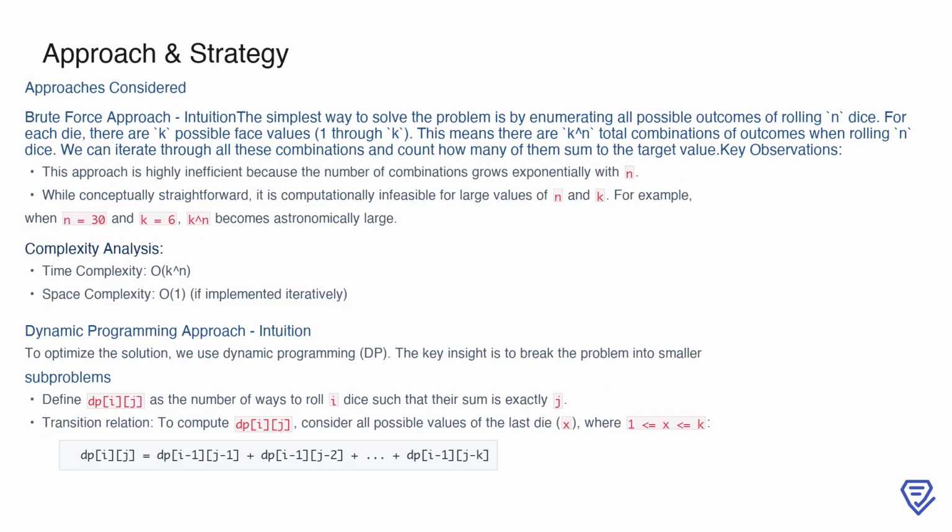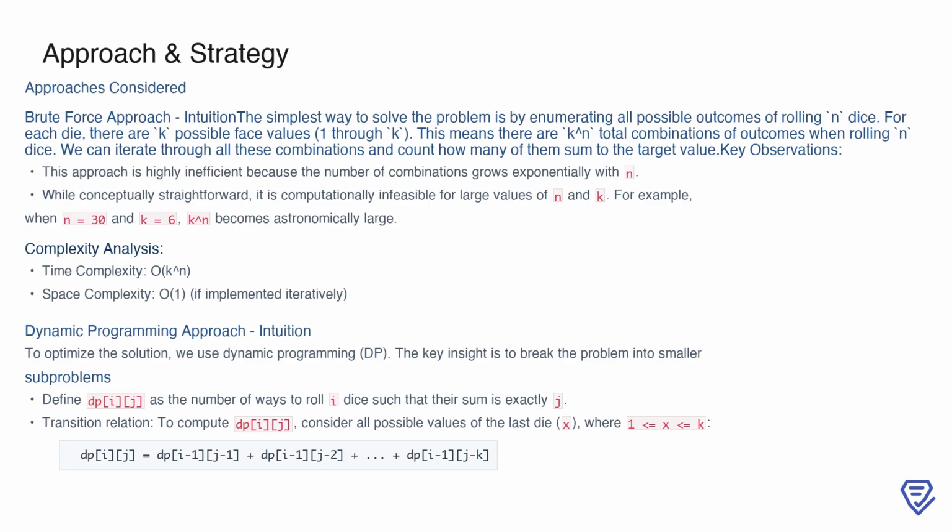To tackle the problem, one approach we might first consider is brute force. This is a straightforward method where we enumerate all possible outcomes of rolling n dice. Each die has k faces, meaning there are k^n total combinations for n dice. For each combination, we calculate the sum and count how many of these sums match the target value.